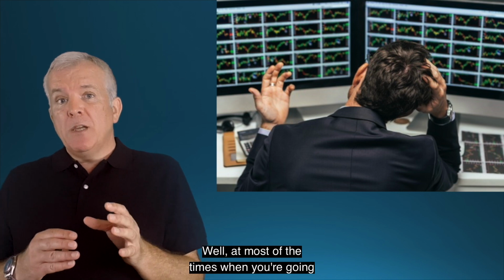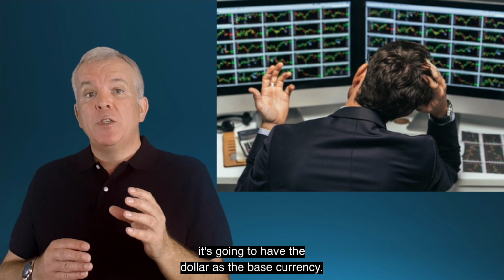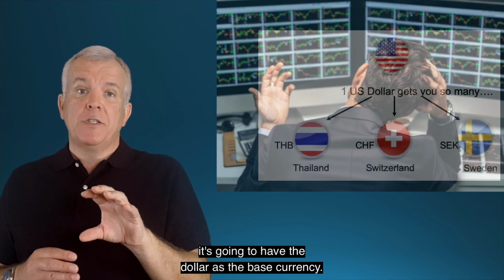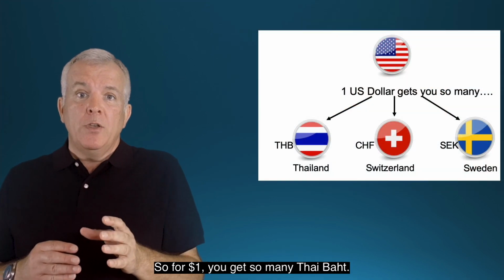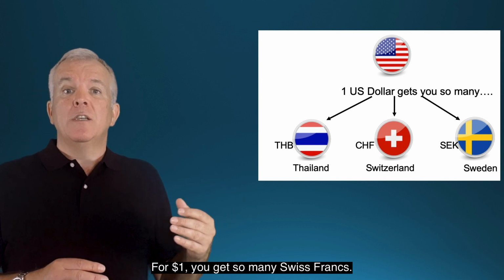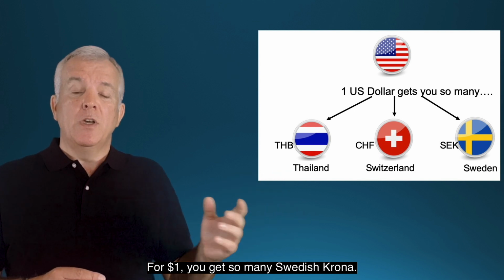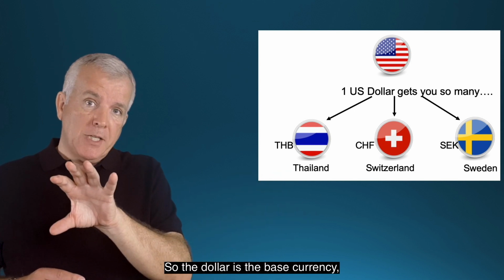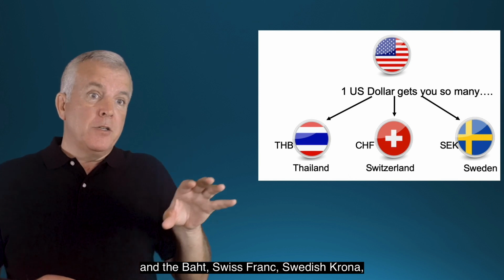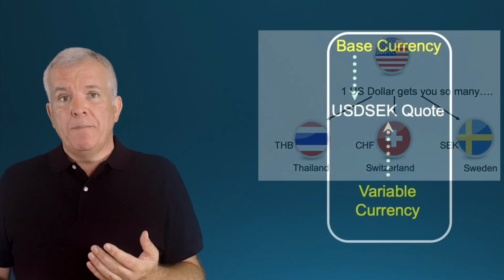Well, most of the times when you're going to trade or deal in currencies, it's going to have the dollar as the base currency. So for $1, you get so many Thai baht. For $1, you get so many Swiss francs. For $1, you get so many Swedish krona. So the dollar is the base currency, and the baht, Swiss francs, Swedish krona, these are the variable currency.